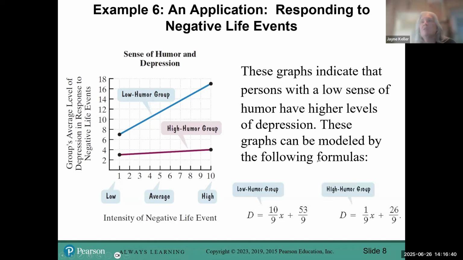And then we have equations that model these. So in the low humor group, if you tell me how high the intensity of the life event was, I can plug in that value here for x, and then out will come the value of the level of depression. And then we have a similar equation for the high humor group.